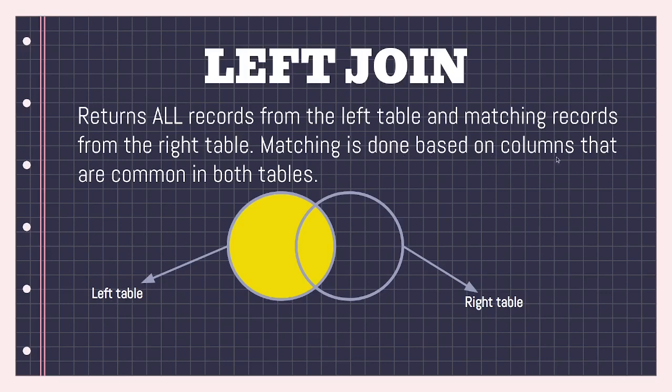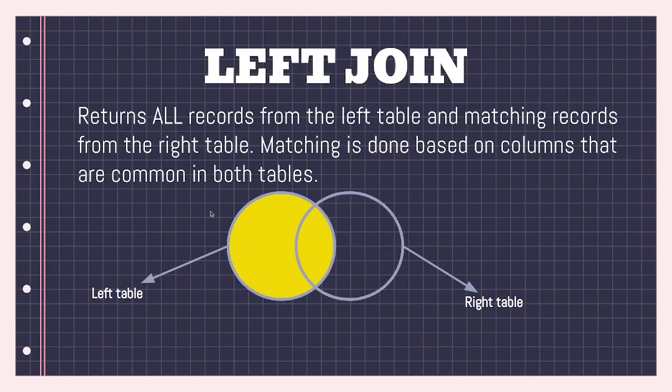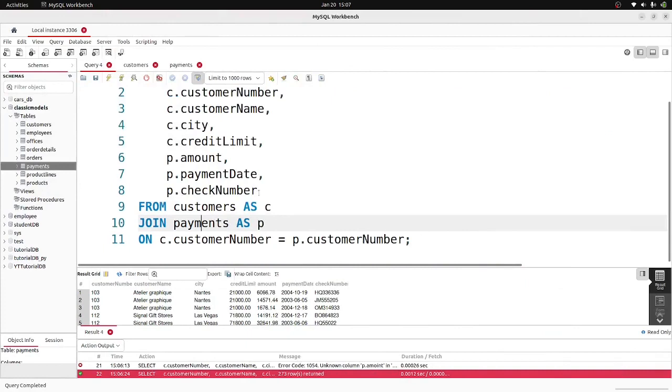Matching is done based on columns that are common between the two tables, and we have discussed that already. So once you have looked at it, let's go ahead and write a query for the left join, and let's see how we can write that query. Okay, so basically we can go ahead and delete all of this again and write a query from scratch.